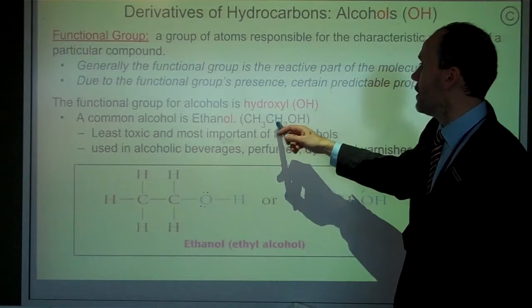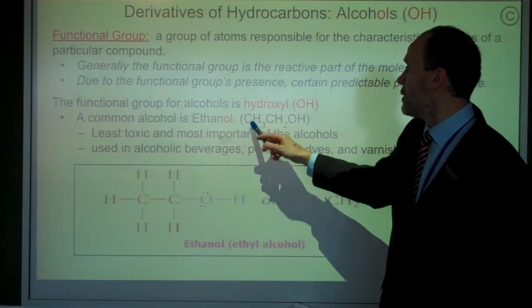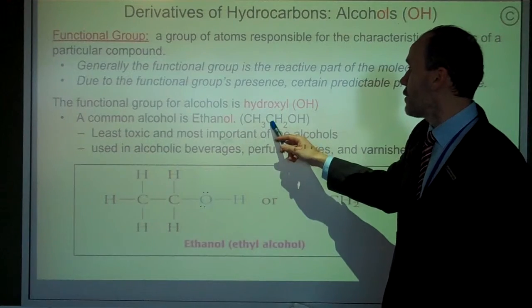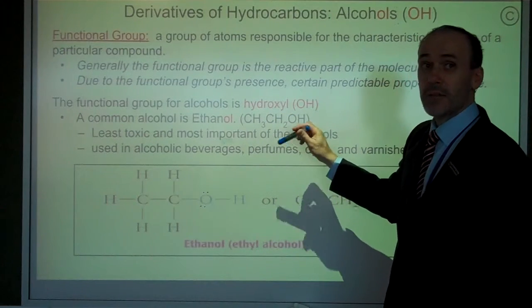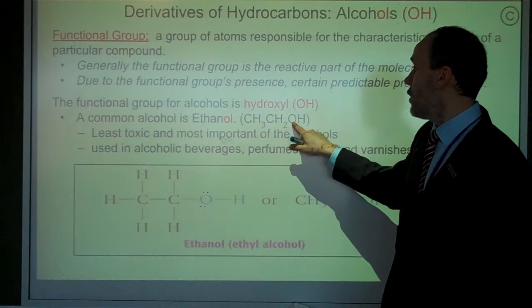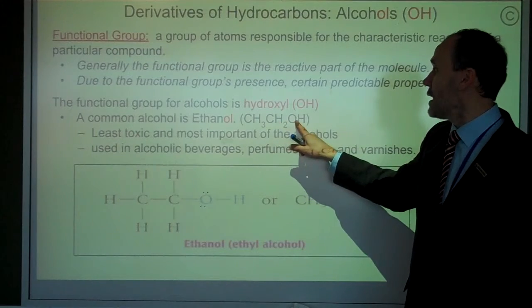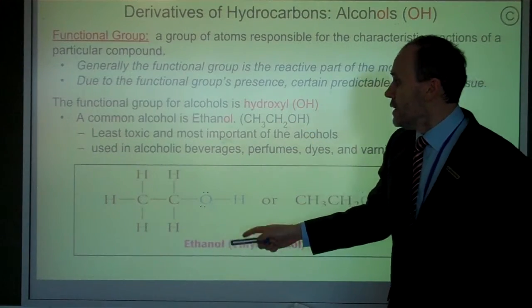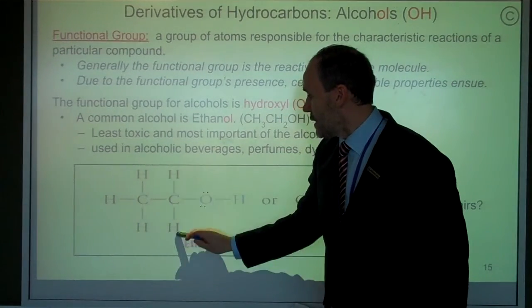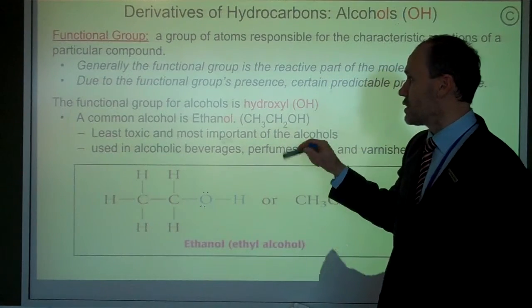The functional group for alcohols is hydroxyl. A common alcohol is ethanol. Methane, ethane, but there's the OH. Please note the structural formula. So there's the OH. Where is the OH? It's on the end of that last carbon. So you've got CH3, CH2, OH.